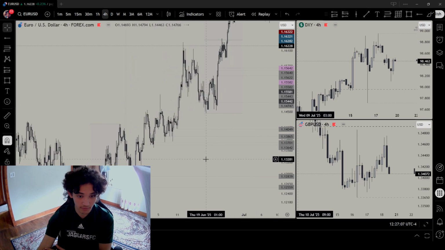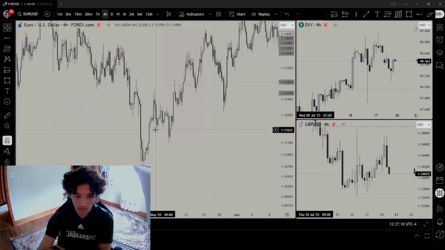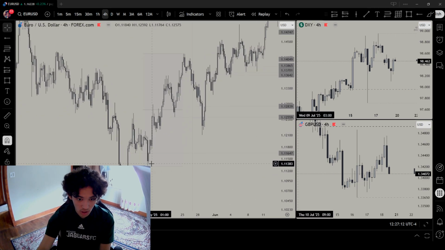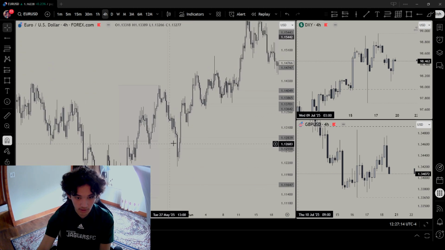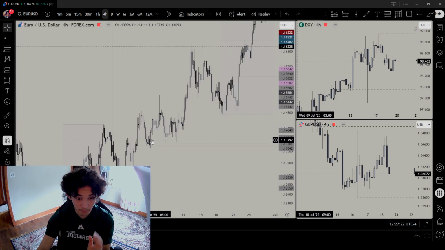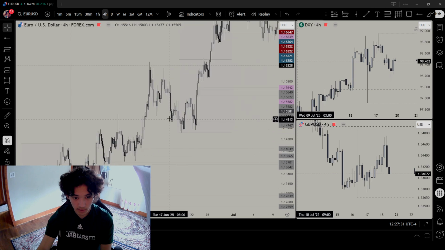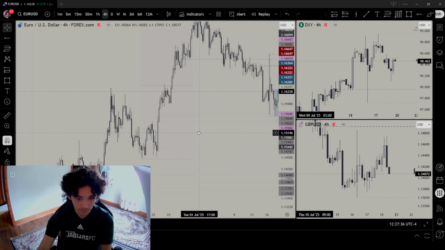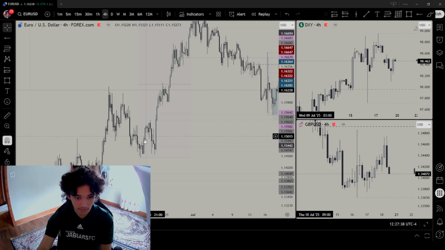If you go back in time even more, this specific low causes a big push to the upside. This specific low causes a big push to the upside. Same thing here. Boom. This low never got contested, and eventually this low causes a big push to the upside, right? This low again causes a big push to the upside. These days I never had a setup. This low caused a big push to the upside, boom.